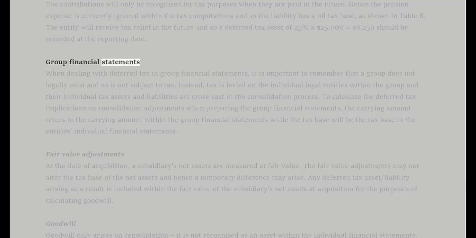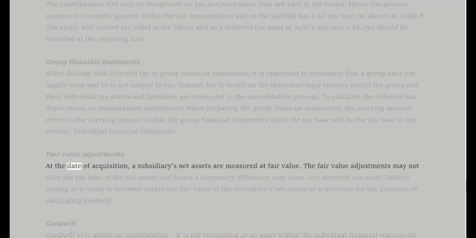Group financial statements. When dealing with deferred tax in group financial statements, it is important to remember that a group does not legally exist and so is not subject to tax. Instead, tax is levied on the individual legal entities within the group, and their individual tax assets and liabilities are cross-cast in the consolidation process. To calculate the deferred tax implications on consolidation adjustments when preparing the group financial statements, the carrying amount refers to the carrying amount within the group financial statements, while the tax base will be the tax base in the entity's individual financial statements.